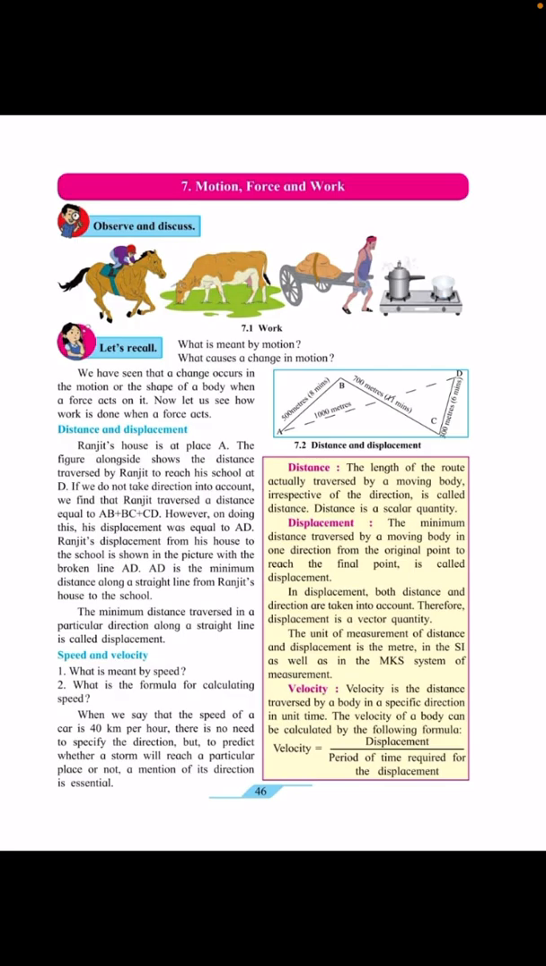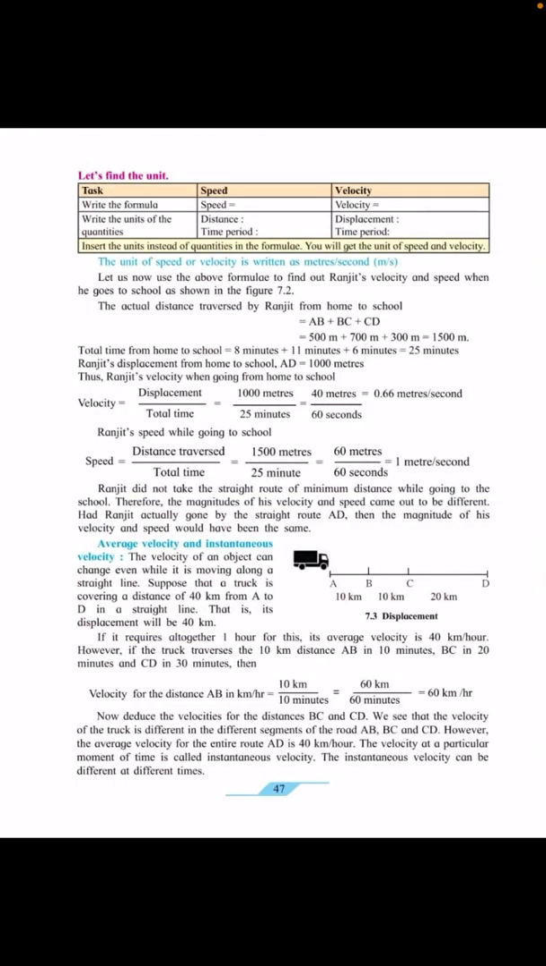Now let us go to the next page. You can see the table at the top over there. Let's find the unit. So there, speed is equal to distance upon time and velocity is equal to displacement upon time. The units of the quantities are distance, you have to find out the unit, and displacement also. So the unit of speed or velocity is written as meters per second, right? So here a simple problem is given, adding up the distance and finding out.